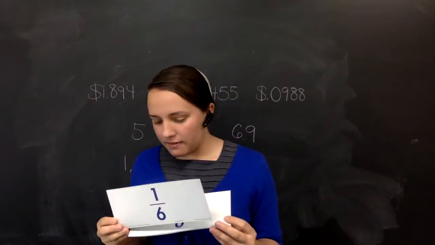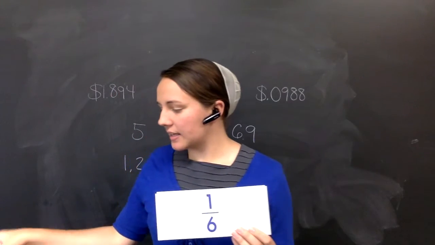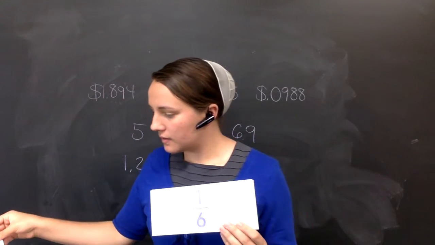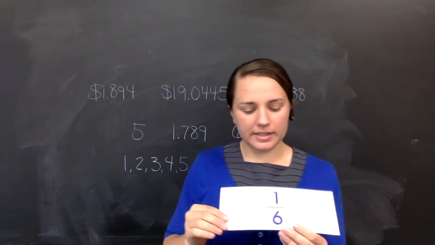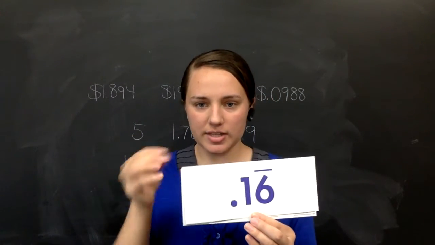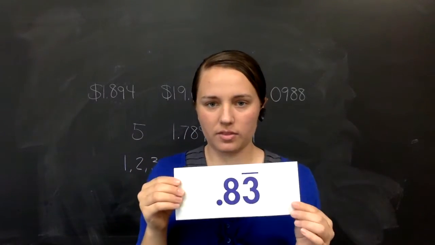And then we have 1/6 and 5/6. And let's just go ahead and look at the decimals for those. So we have 16 hundredths with the 6 repeating, and 5/6 is 83 hundredths with the 3 repeating.